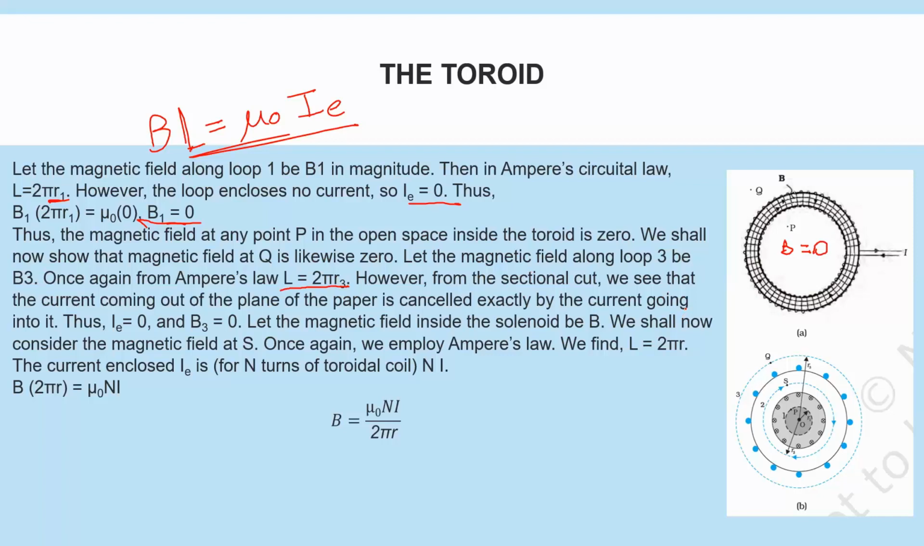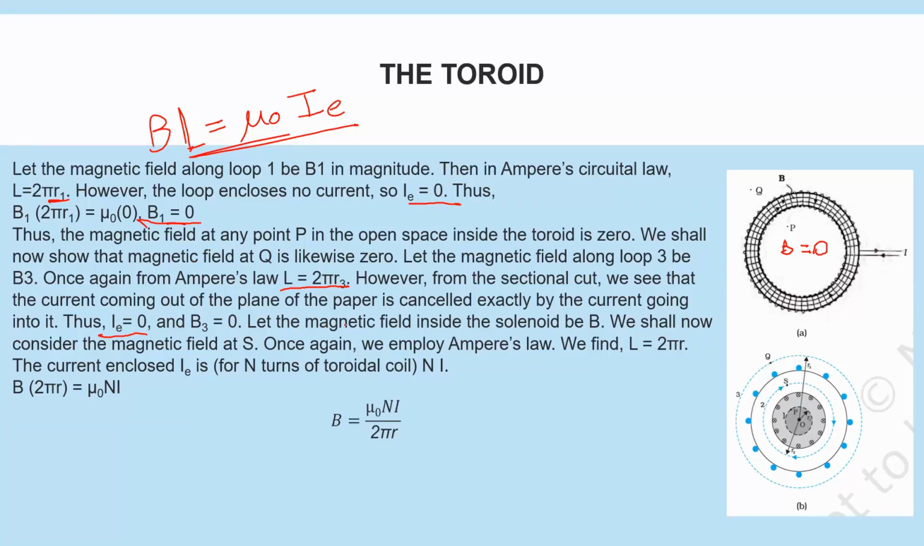However, from the sectional cut, we will see that the current coming out of the plane of the paper is cancelled exactly by the current going into it. So if you have the current going inside the paper at one turn, then the current is going to come out from the other turn outside the paper. So they will get cancelled out. So essentially IE for loop 3 is also going to be 0, and if that is true, then your B3 is equal to 0. So this is how we see that the magnetic field due to the third loop is also 0.